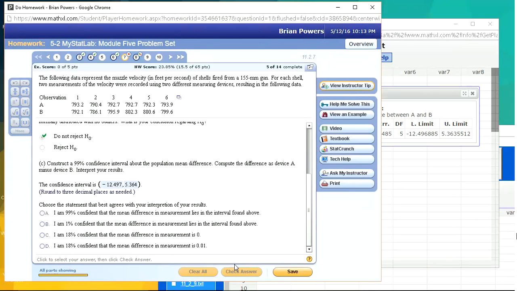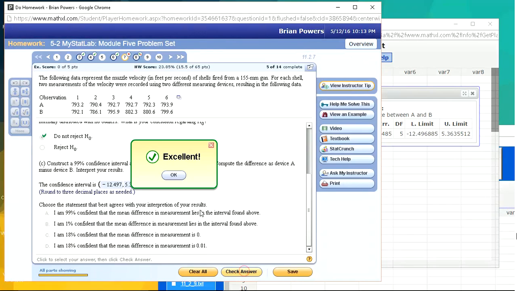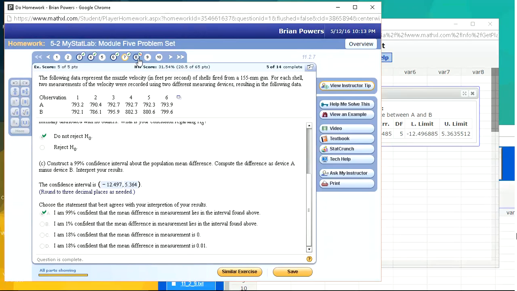Okay, great. So let's interpret this. The only way to interpret confidence intervals is to say it like this: I am blank percent confident that the mean whatever is between this and this. So I am 99% confident that the mean difference lies in the interval above. That's exactly how you want to interpret a confidence interval. All right, fantastic.